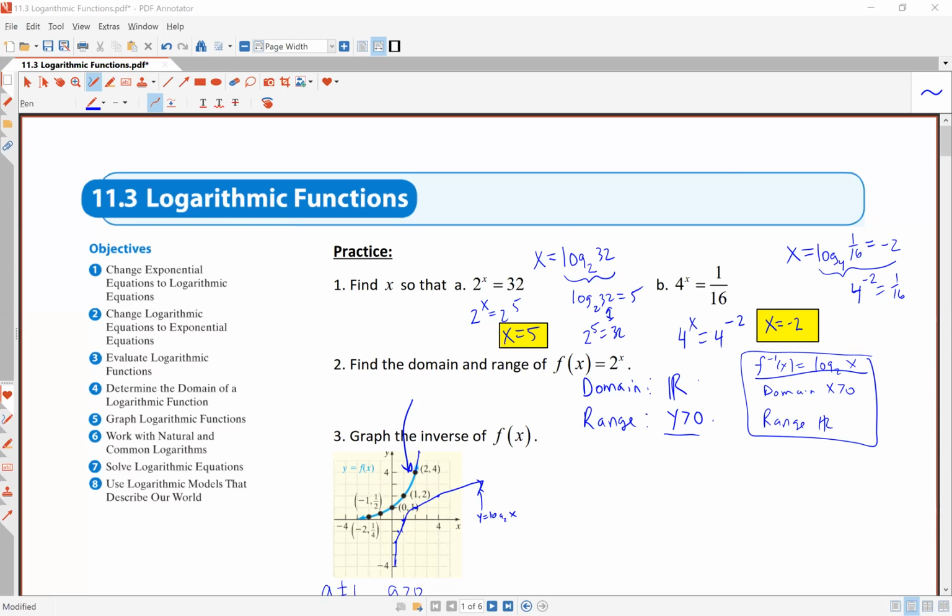This video covers section 11.3, Logarithmic Functions, Objective 7, Solve Logarithmic Equations.